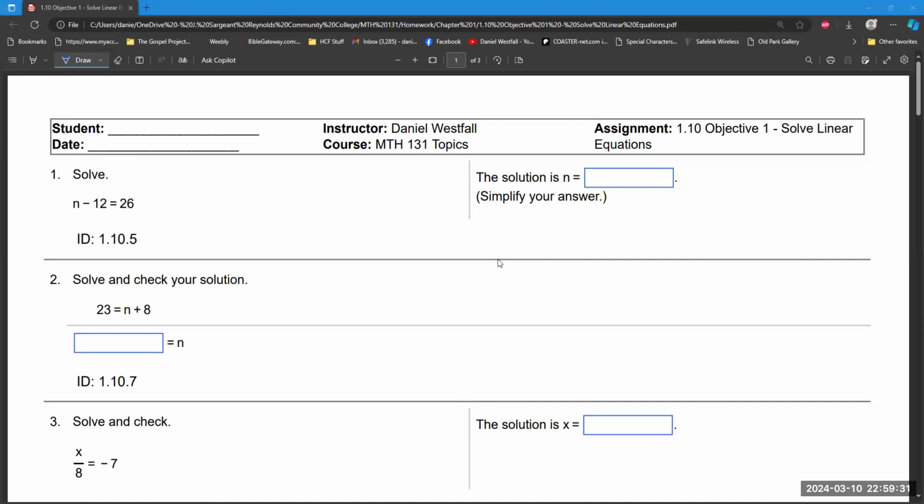So we're just going to use simple properties of equality here, so that when I have the equal sign here, I can add 12 on both sides to get n by itself, and n equals 26 plus 12, so n equals 38.